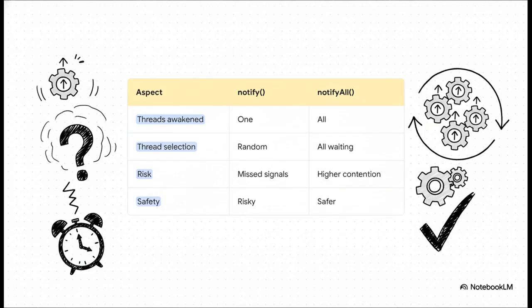notifyAll, on the other hand, is just safer. It makes sure that the right thread will eventually get a chance to run. Yeah, it might create a little more competition for the lock right after, but safety usually wins. The general rule is, when in doubt, just use notifyAll.